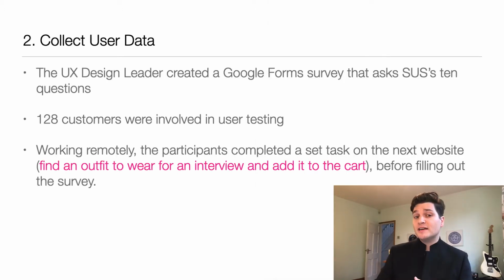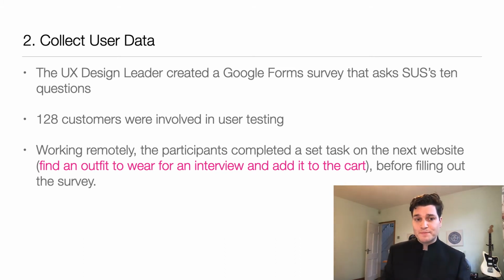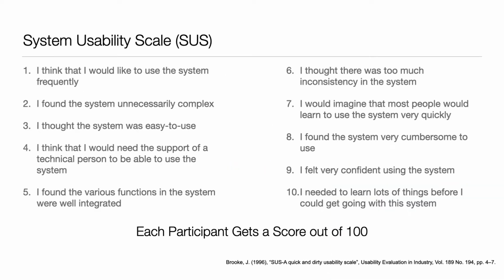So the UX design lead creates a Google Form survey and asks the SUS 10 questions to 128 customers who want to be involved in user testing. As we're working remotely, participants completed a set of tasks on the Next website, which is find an outfit to wear to an interview and add to the cart, and then fill out the survey. So the questions are here, so I won't go over the SUS questions in detail because the previous video about quantitative satisfaction does that in a lot of detail, so go back and watch that video if you're not sure.